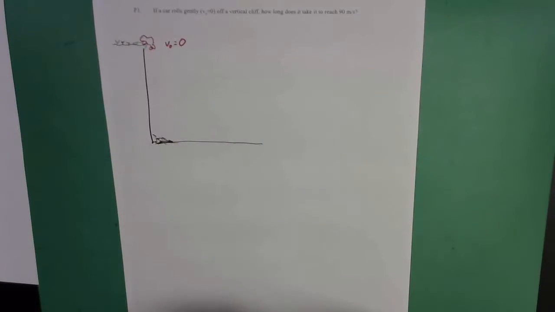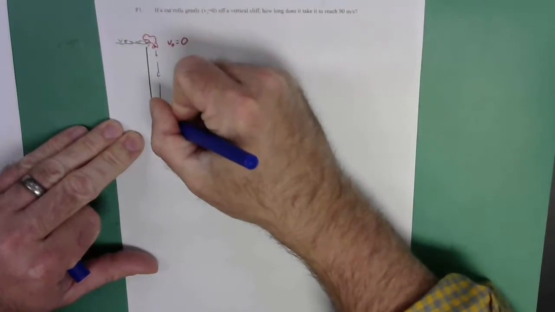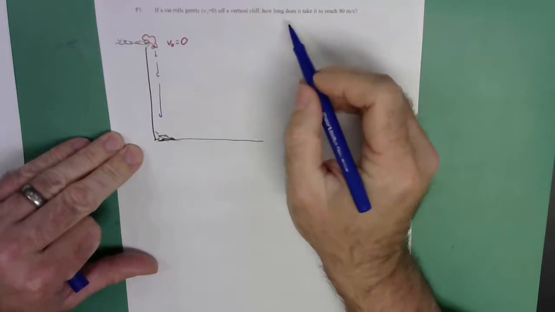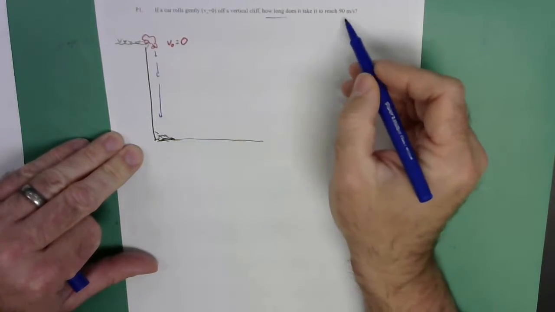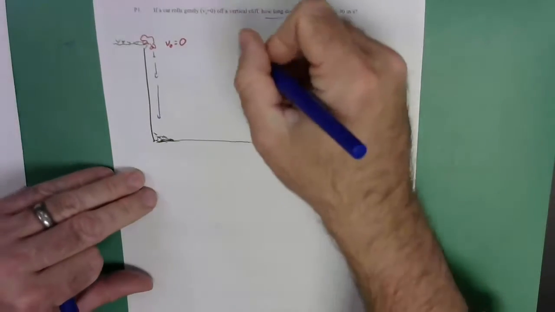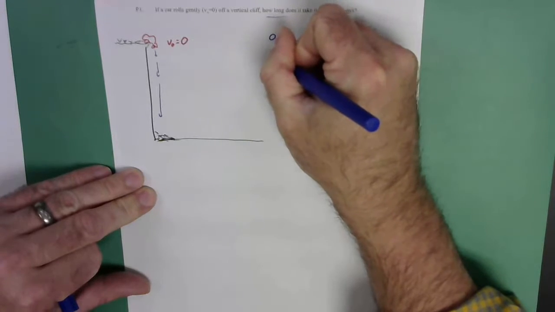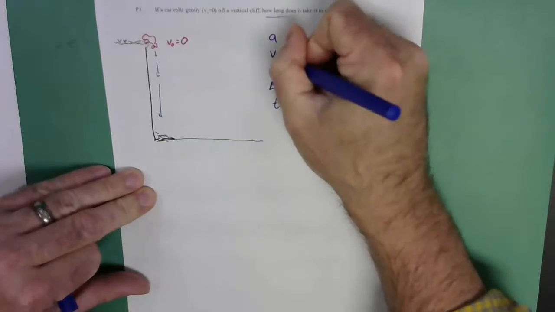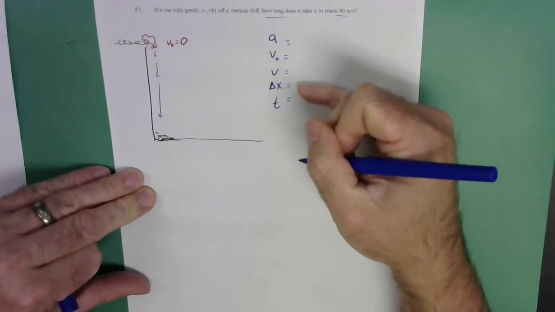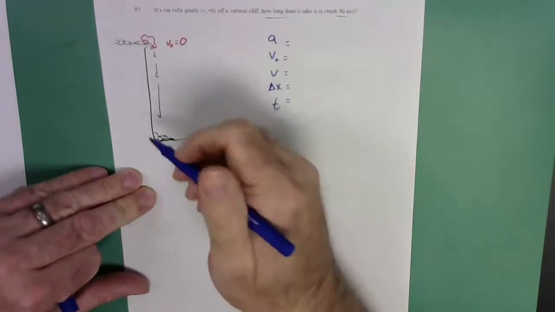We know that as it falls, it's going to get faster and faster. And we want to know how much time, I think is what they're looking for here, it takes to reach 90 meters per second. When I do motion problems, I usually like to list out my motion variables, so I see what I have to work with: a, V naught, V, delta x, t. I always jot them down in that same order, same sequence.